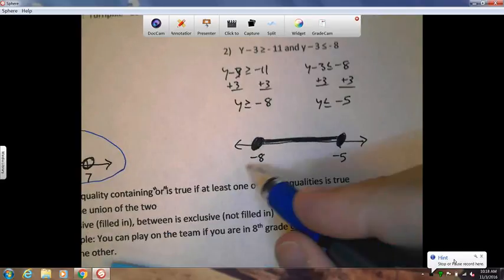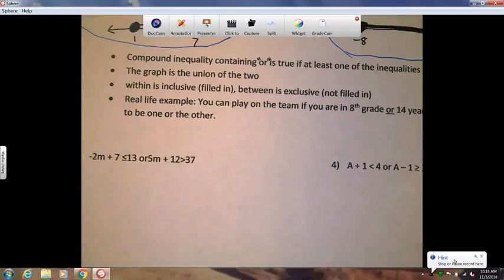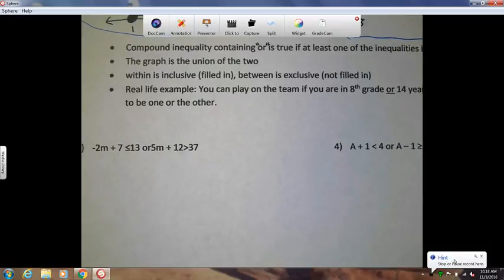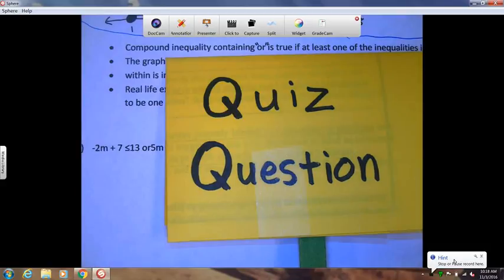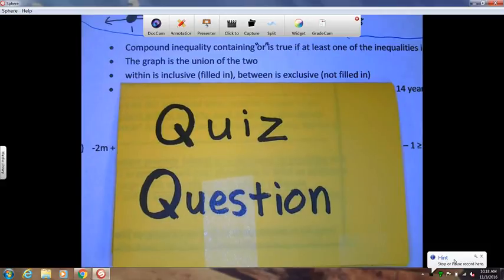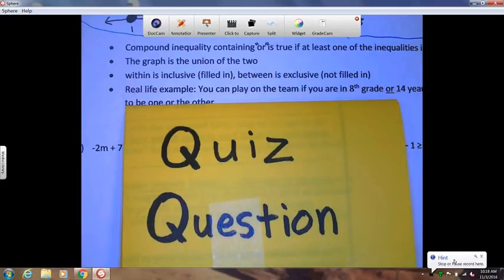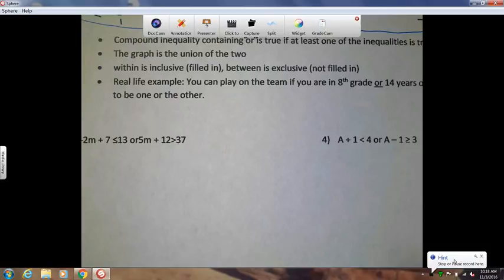Okay, let's look at compound inequalities with "or". It's true if one of the inequalities is true, and the graph is the union. So make sure you know what is an "or" inequality. Also, you need to know within is inclusive. So within means it's going to be filled in. Between is exclusive, not filled in. Of course, a real life example would be you can play on the basketball team, or whatever team, if you're in the 8th grade or 14 years old. You don't need to be both. You just need to be one or the other. And that's an "or" inequality.